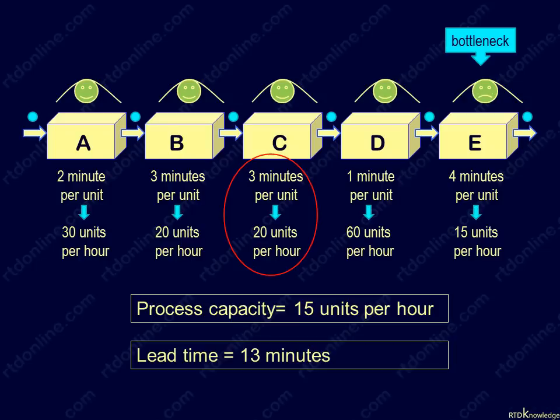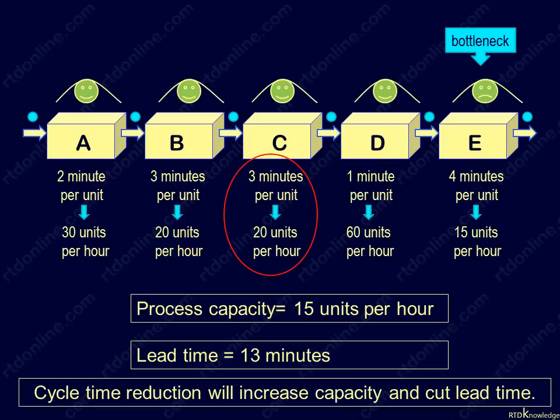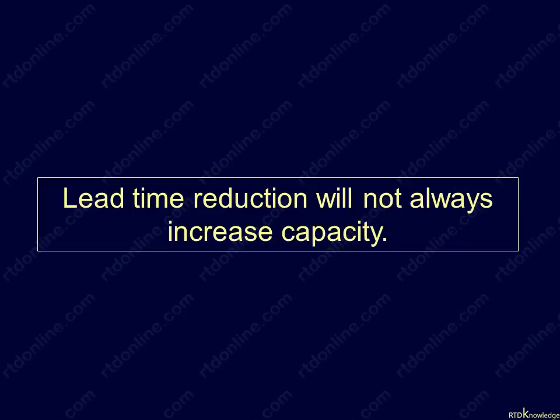The principle is that reducing the bottleneck cycle time always increases the capacity of the entire process and reduces lead time. While reducing cycle time increases capacity, cutting lead time will not always increase capacity. Let's see how this is so.